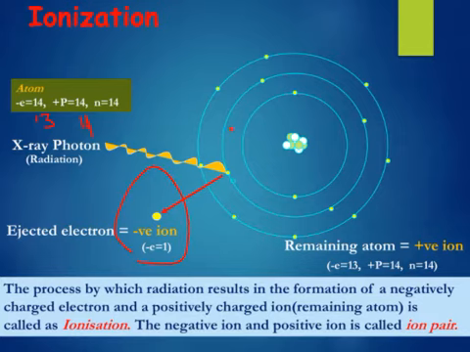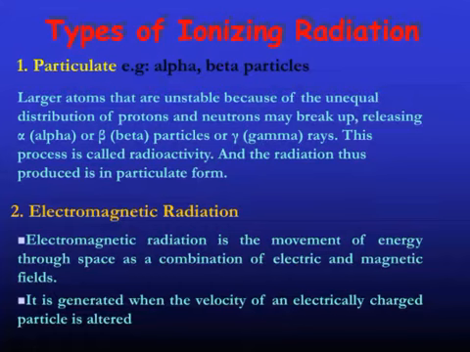So if an atom is neutral, there will be an equal number of electrons and protons. If one electron is removed, the electron which goes out becomes the negative ion, and the atom in which there is more positive charge becomes a positive ion. This process is called ionization. The process by which radiation can result in the formation of a negatively charged ion and a positively charged ion is called ionization. Both the negative ion and the positive ion together are called an ion pair.